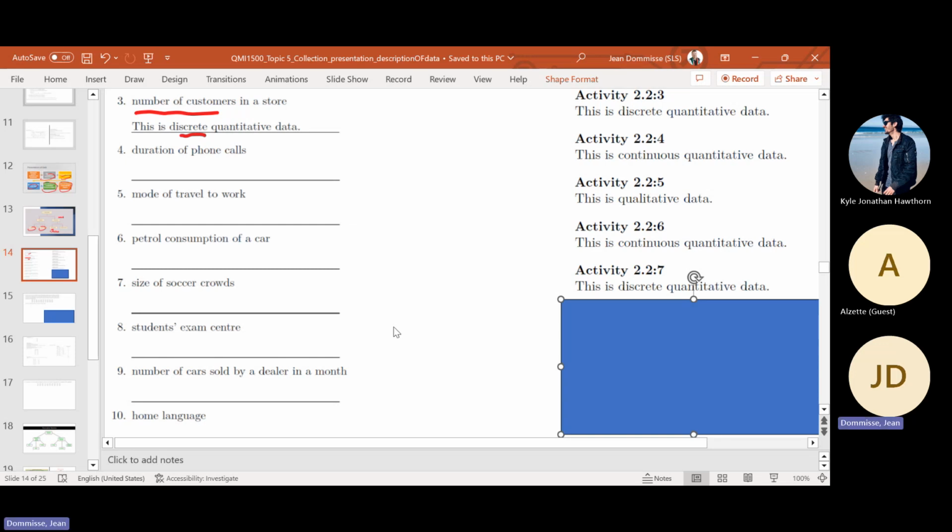So that is nearly where, when you need to look for these, is to say, okay, is the number that I'm looking at a discrete number or is it a continuous number? So it's easier to say, is it a discrete number? So is it a whole number? So size of soccer crowds, whole number, discrete. Okay, does that help a bit more?